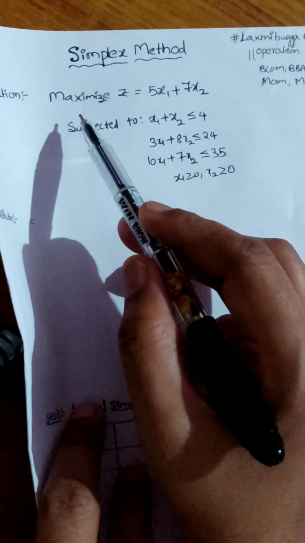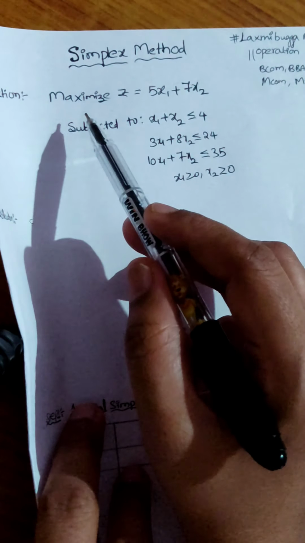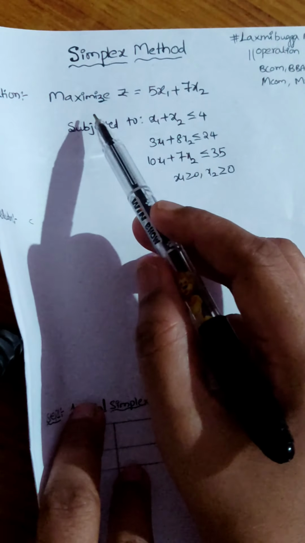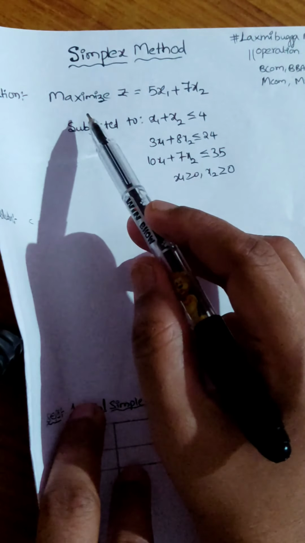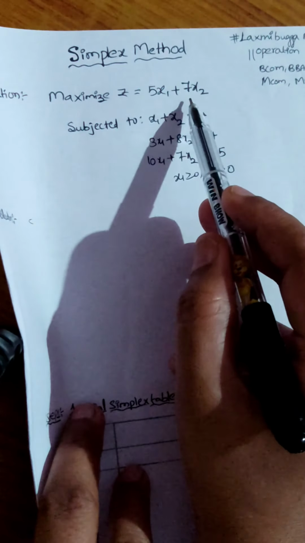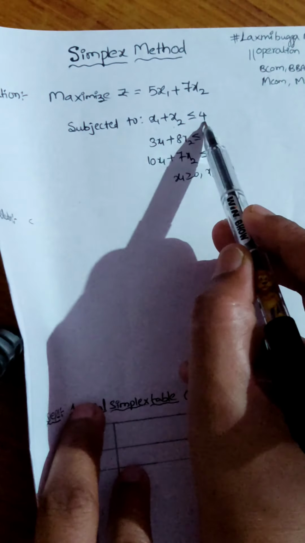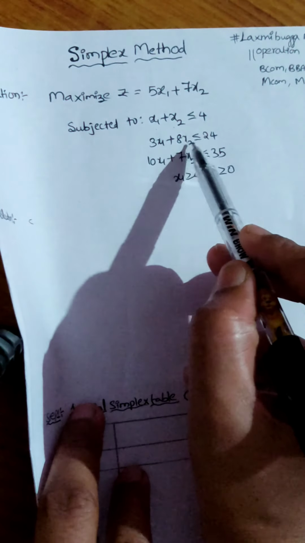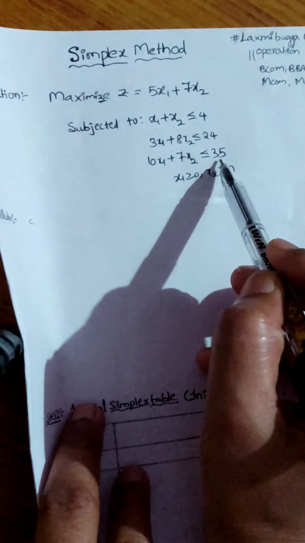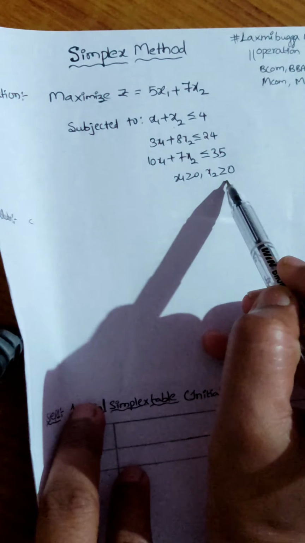Here the question is of two types. One is maximization type, the other one is minimization type. In this question I have taken a maximization problem. The question is: maximize z equal to 5x1 plus 7x2 subject to x1 plus x2 less than or equal to 4, 3x1 plus 8x2 less than or equal to 24, 10x1 plus 7x2 less than or equal to 35, x1 greater than or equal to 0, x2 greater than or equal to 0.